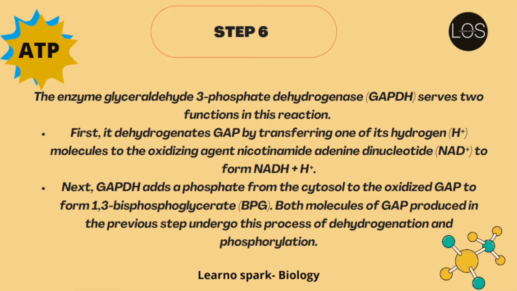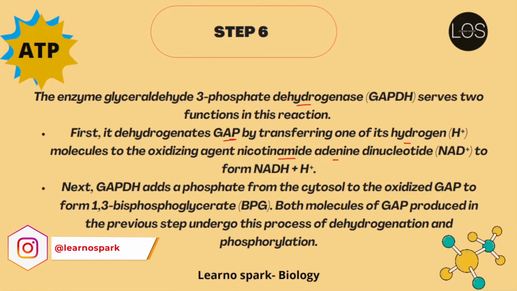Next step is very important. The enzyme glyceraldehyde 3-phosphate dehydrogenase plays a very important role, and it serves 2 functions in this reaction. First, it dehydrogenates glyceraldehyde 3-phosphate by transferring one of its hydrogen molecule to the oxidizing agent nicotinamide adenine dinucleotide, that is NAD, to form NADH. This NADH is used in the process of Krebs cycle and electron transport chain to produce more energy.